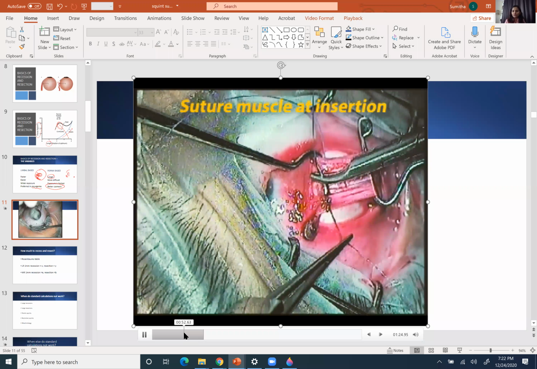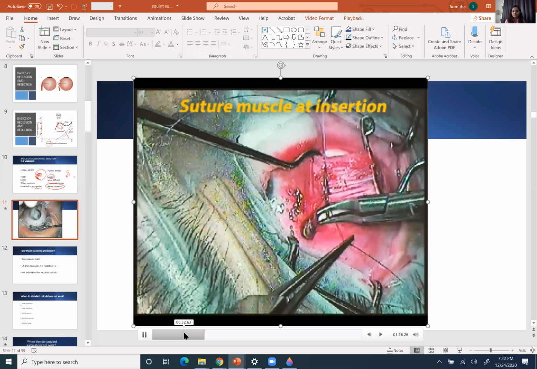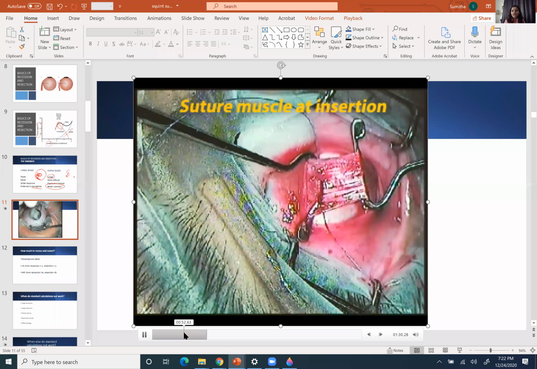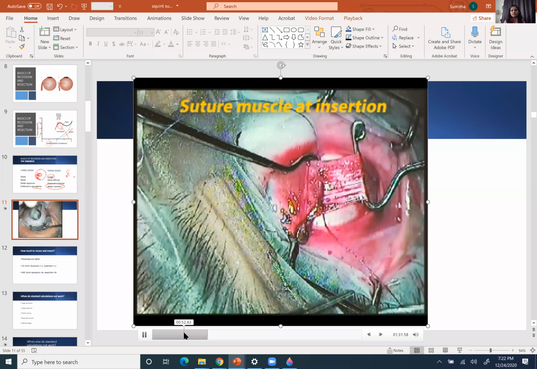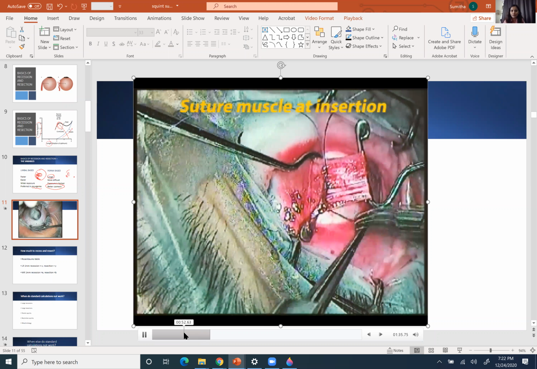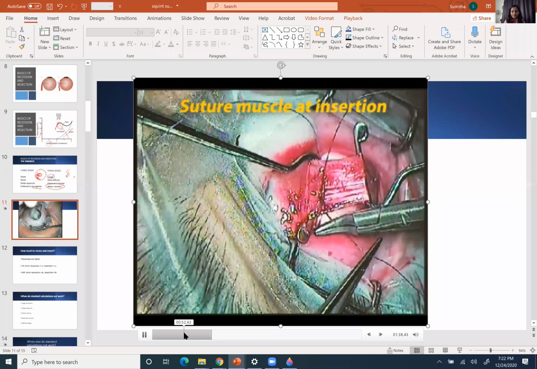Here I want to ask a question to all the students there: what is the type of suture which actually secures the muscle? Is it the partial thickness suture or is it the full thickness suture? What should you be careful about? Can you please reply in the chat box?